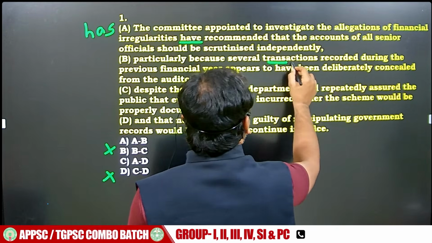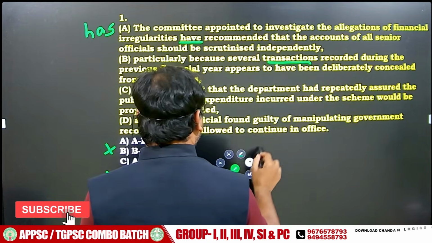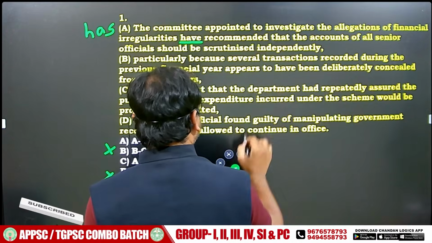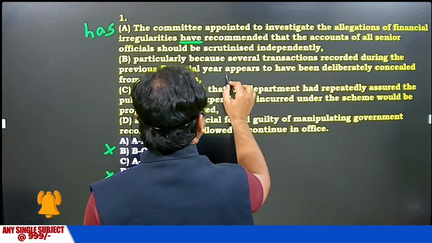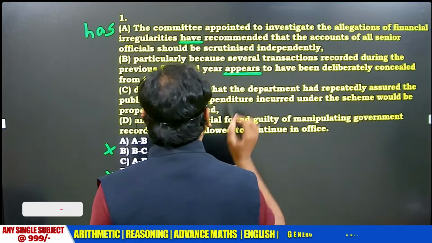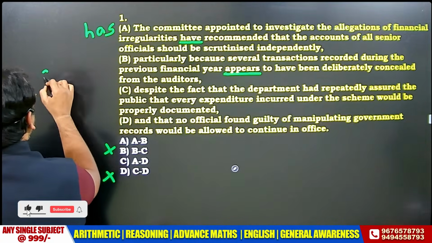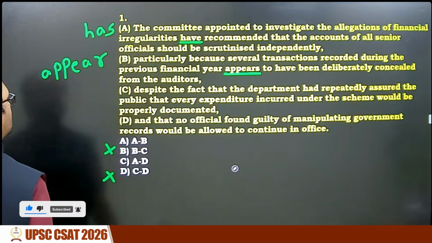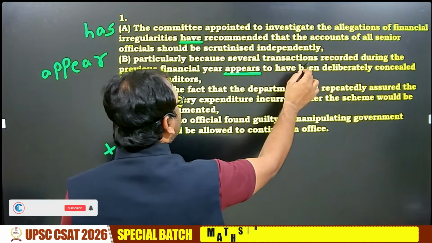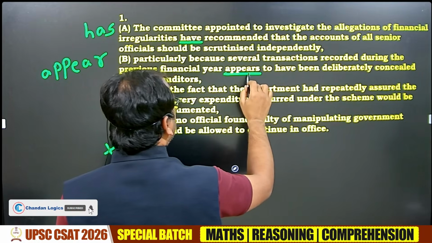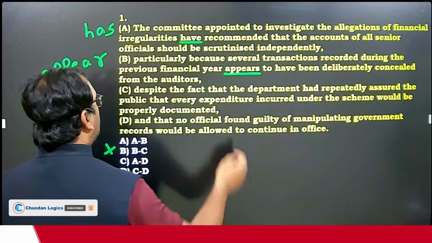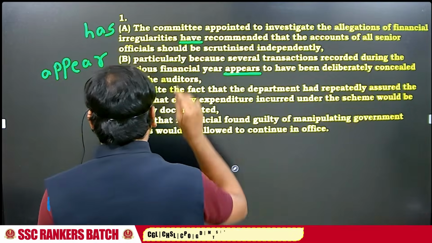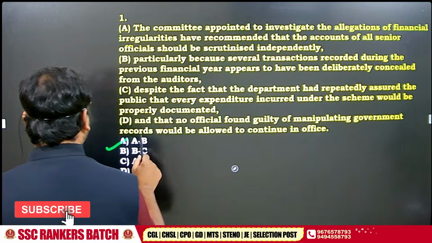You're talking here about transactions. If you're talking about transactions, you can't use appears there. You have to use appear, because transactions is plural, appears is singular. Committee is singular, have is plural. So the right answer is A and B.